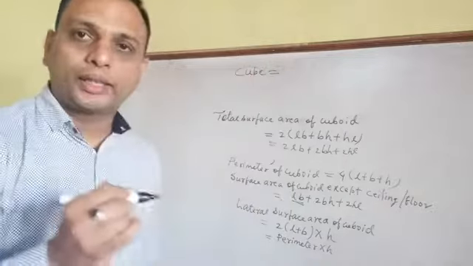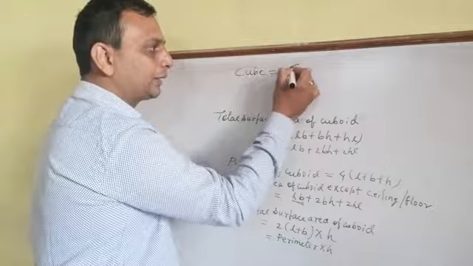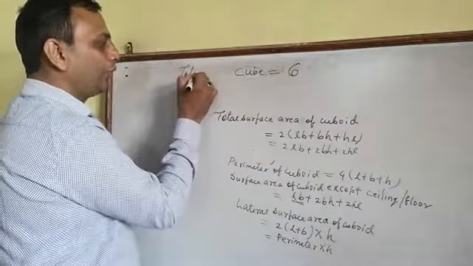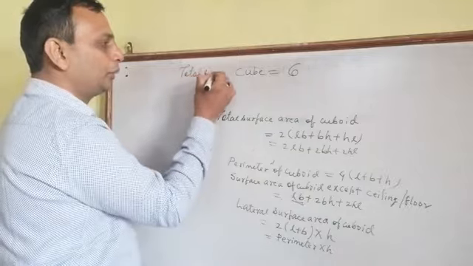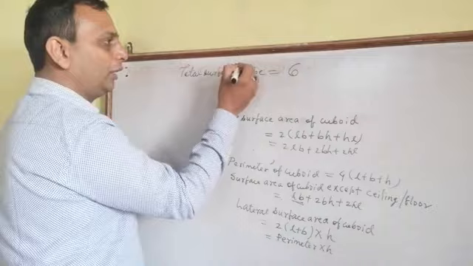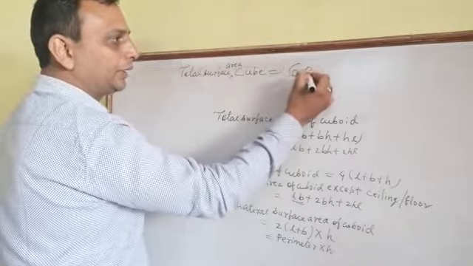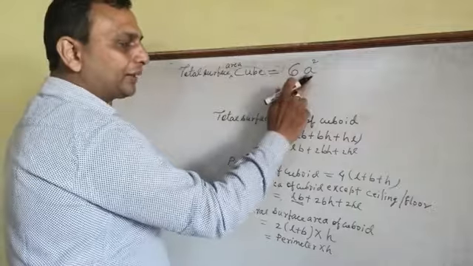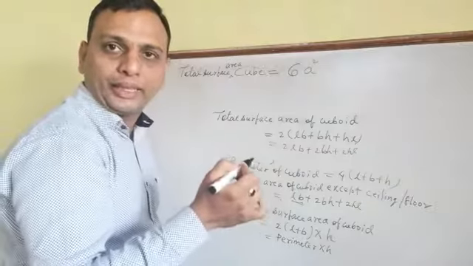Cube, all sides are equal. So to find the total surface area of cube, it is 6a square. 6a square means what? A stands for side, or we call it edge.